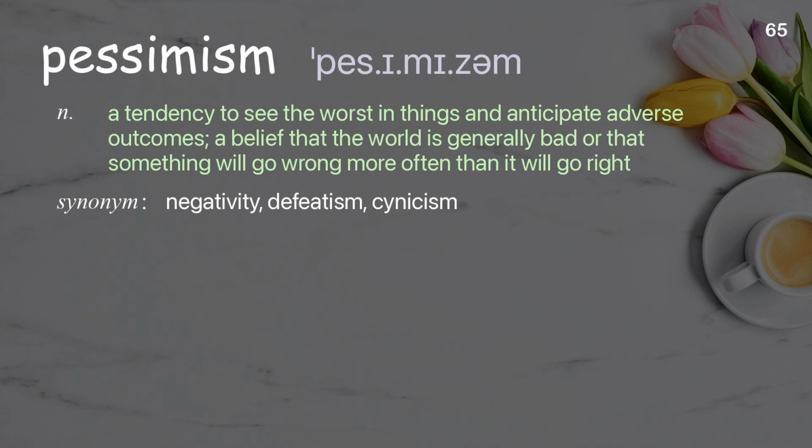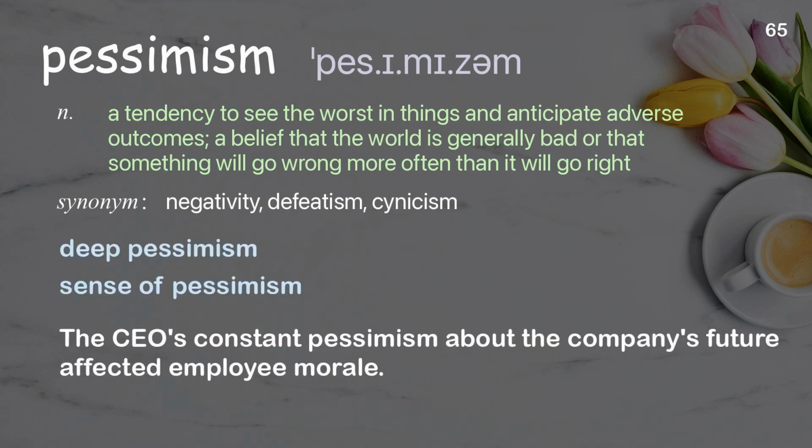Pessimism. A tendency to see the worst in things and anticipate adverse outcomes. A belief that the world is generally bad or that something will go wrong more often than it will go right. Examples: Deep pessimism. Sense of pessimism. The CEO's constant pessimism about the company's future affected employee morale.